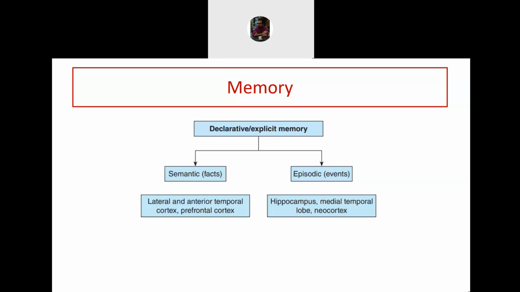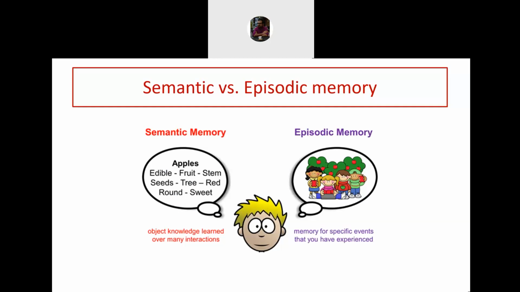The lateral and anterior part of the temporal lobe stores facts, whereas the medial part of the temporal lobe stores the events, that is, episodes. Also important is the hippocampus, which is important for episodic memory, and it also converts short-term memory into long-term memory. So let's take this example.